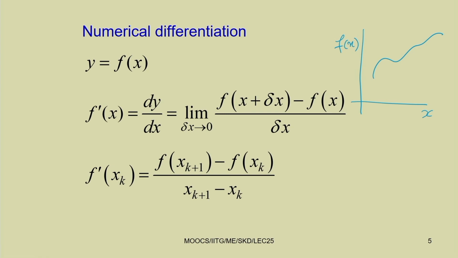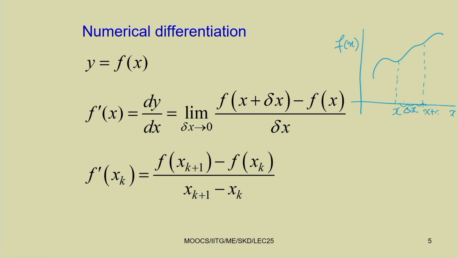So the definition of differentiation, that is f dash x equal to dy by dx, is the limit as delta x tends to 0 of the change in f over delta x. For example, let us take x at a particular time interval t. So let this be x, and then this is x plus delta x. If we take this interval to be delta x, then this is x plus delta x.